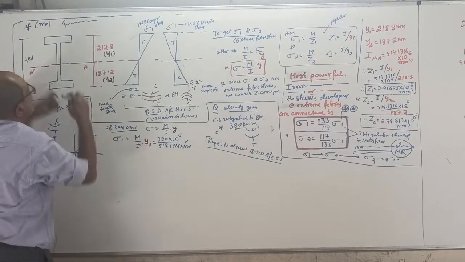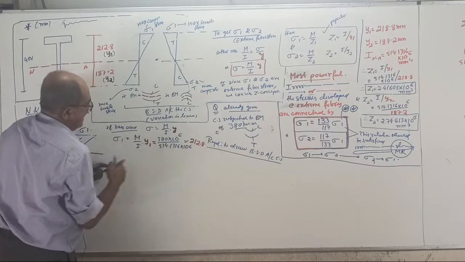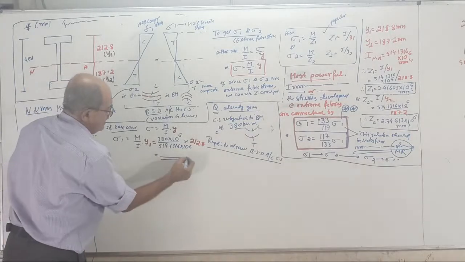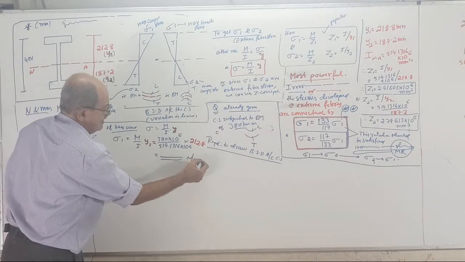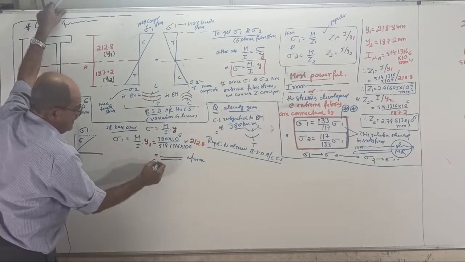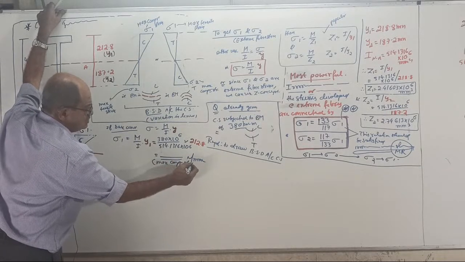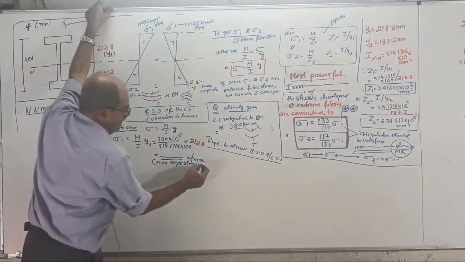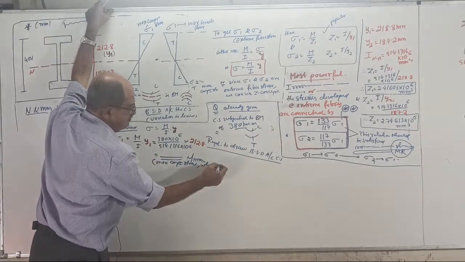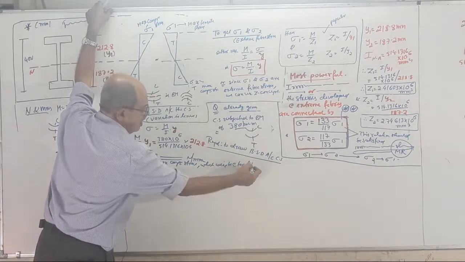So, crystal clear here, y1 is 212.8. Tell the answer: what is sigma 1 in N/mm²? Remember, it is compression. That sigma 1 is the maximum compressive stress, which will be at the top fiber. Why top fiber? Because it is a sagging BM.